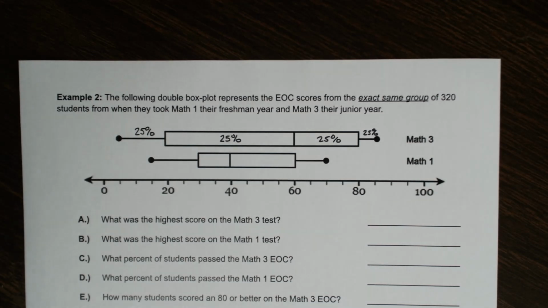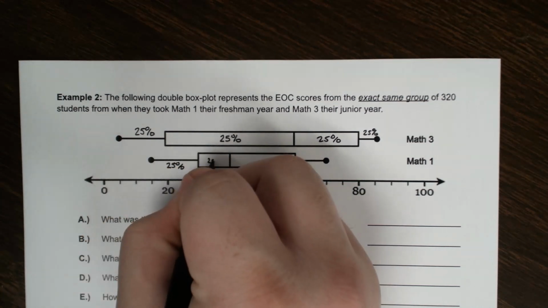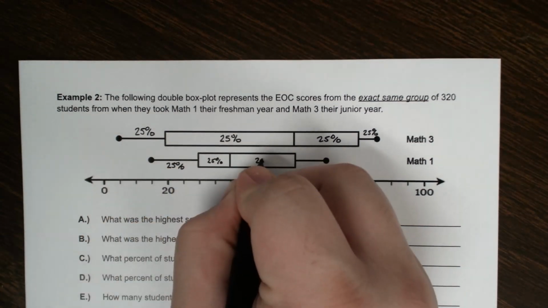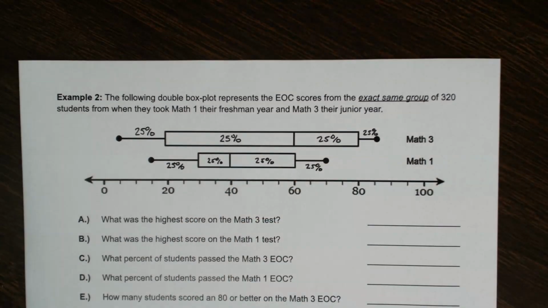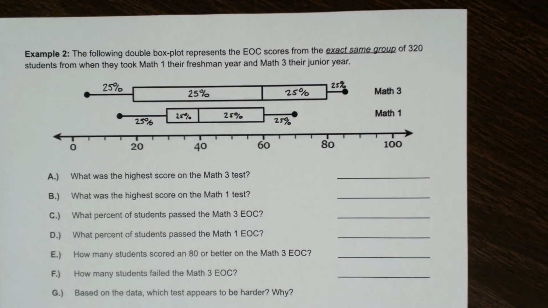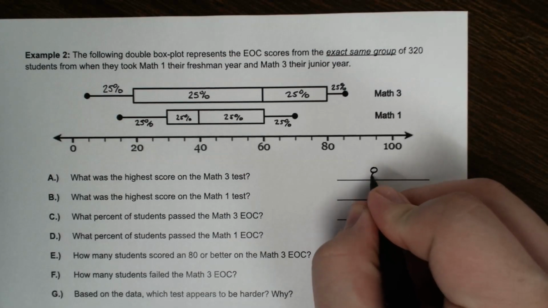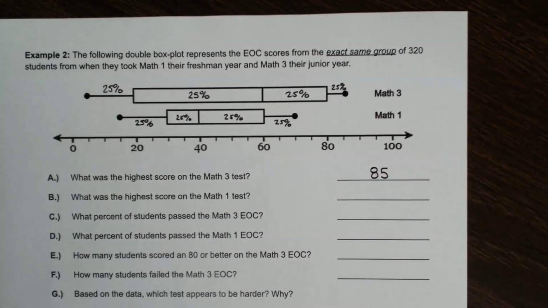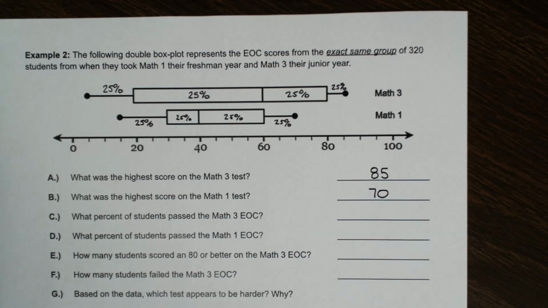Same thing is true for the Math 1 scores. There's a quarter of the data on this whisker, a quarter in this part of the box, a quarter in this part of the box, and a quarter on this whisker. So A says, what was the highest score on the Math 3 test? 85. What about the highest score on the Math 1 test? 70.